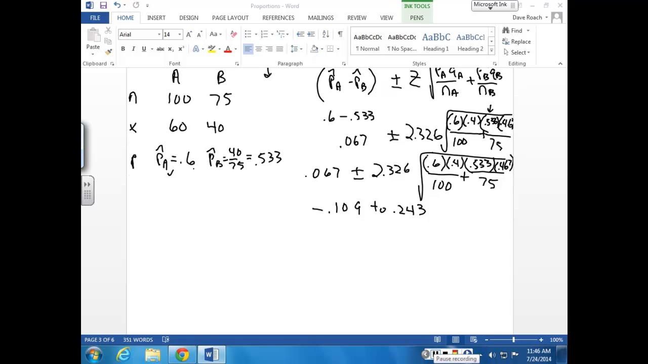Before I move to the hypothesis test, is the sample size large enough for this confidence interval? So we had 60 yeses in this first one, so 40 no's. This is from our sample information, which is what we use for the confidence interval. And we had 40 yeses and 35 no's. That's just 75 minus 40. All of those greater than, did I say 5 or 10 on the other part? 10. Let's put 10.